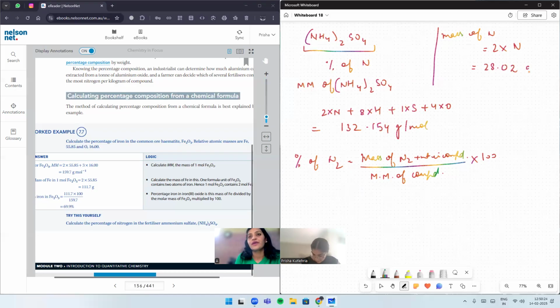Yeah, right. So now we are going to put the values over here: 28.0202 over 132.154 multiplied by 100. So calculate the percentage. 21.20. 21.20% is of nitrogen, right?